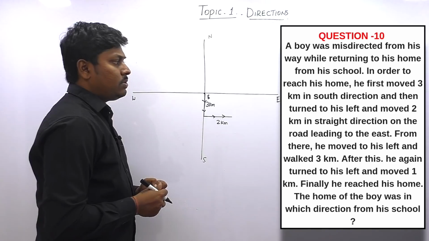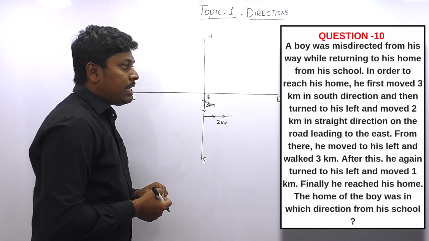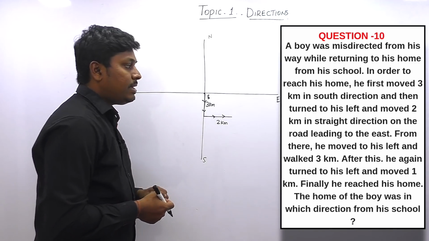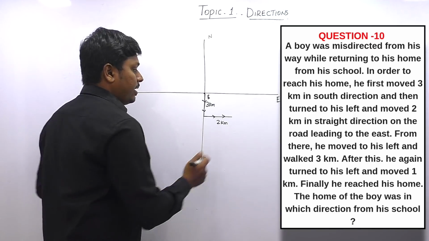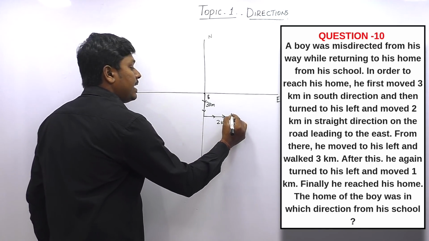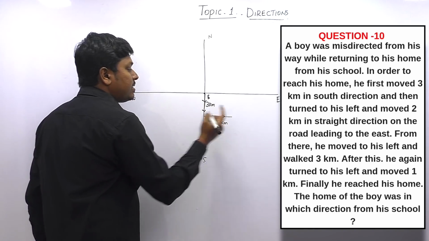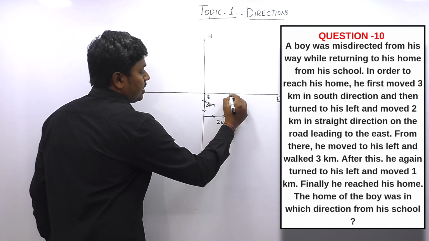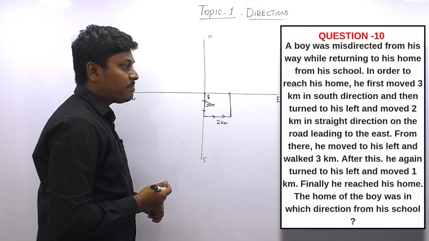And 3 kilometers, then he walked 2 kilometers straight on the road leading to the east. Yeah, it's leading to the east. So from there, he moved to his left and walked 3 kilometers. So from this point, he is taking a left turn and he is walking 3 kilometers. We know that this parallel line is also 3 kilometers. So he will be exactly at this point. So these 2 points lie exactly on the same line.